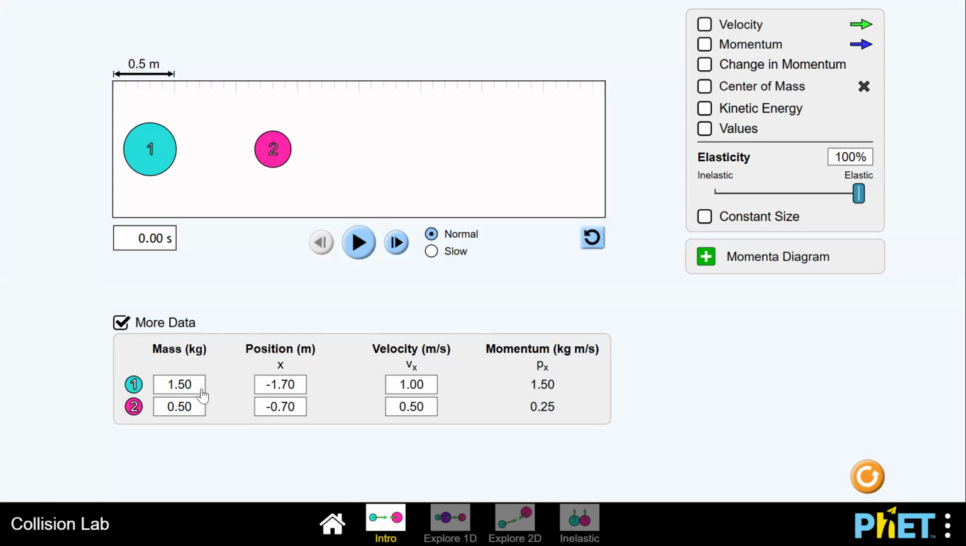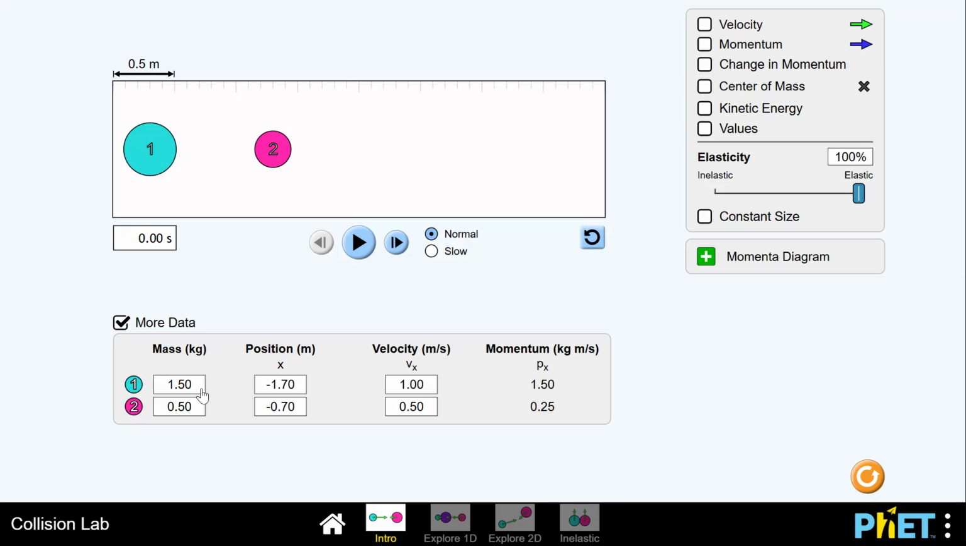First object: mass 1.50 kg, velocity 1 meter per second. Multiply m times v. So 1.50 into 1 gives 1.50, or 1.5. So the momentum of this first object is 1.5, and the unit is kilogram meter per second.